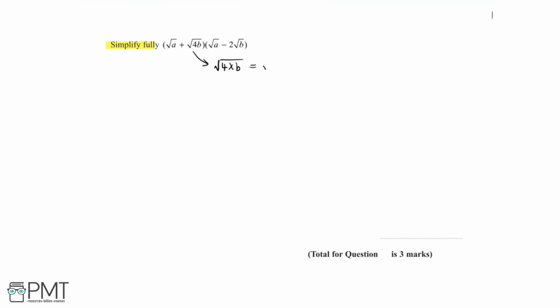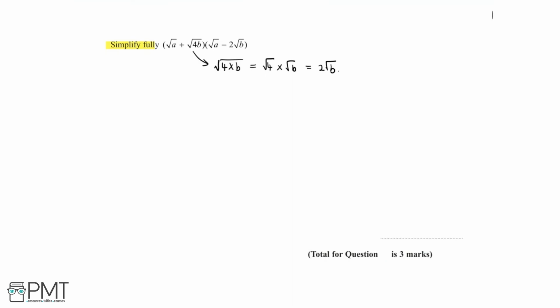In this question, we need to simplify fully root A plus root 4b multiplied by root A minus 2 root b. And so the first thing that we can notice is that root 4b is equal to root 4 multiplied by b, which is the same as root 4 multiplied by root b, which is the same as 2 root b.